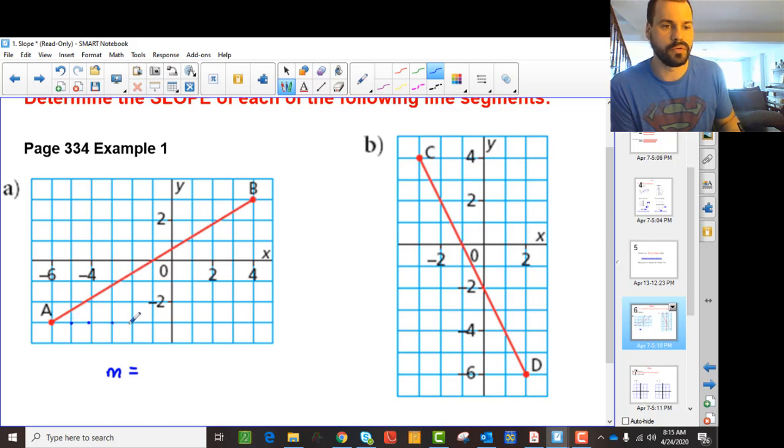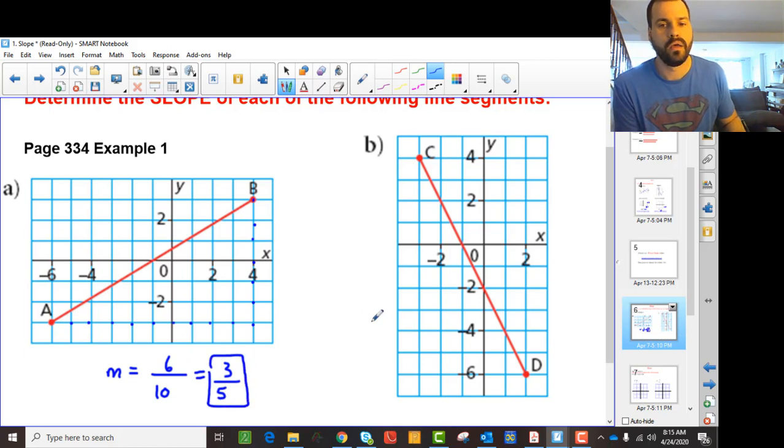So 1, 2, 3, 4, 5, 6, 7, 8, 9, 10. So the run is 10. And then the rise is 1, 2, 3, 4, 5, 6. So the slope is 6 over 10, and then we just reduce that to 3 over 5. Okay, so it's a positive slope for that one.